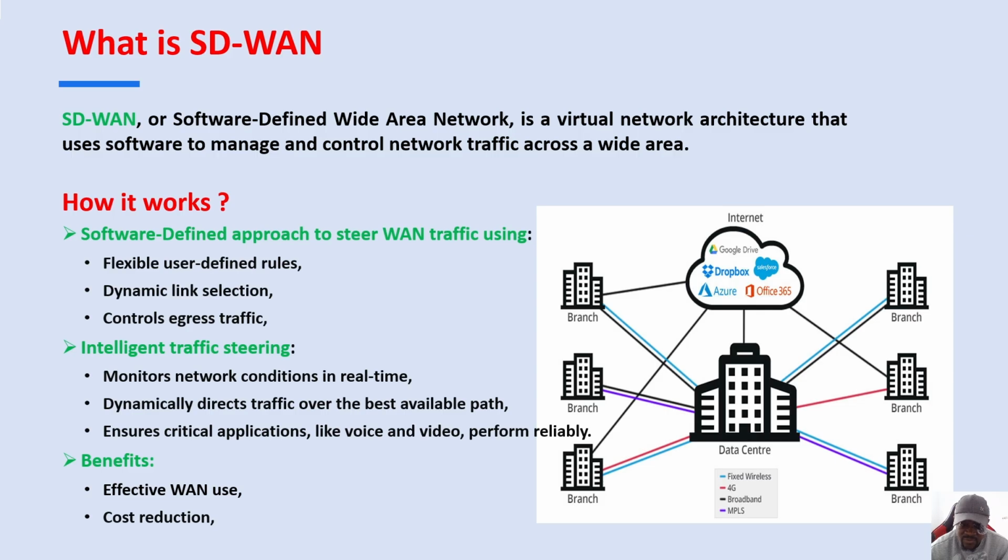The benefit of using SD-WAN is that it lets you get effective WAN use and also reduce costs. So this is how SD-WAN works: the software part of this software-defined wide area network will intelligently direct traffic based on the criticality of that traffic. The better link will be chosen to redirect critical traffic.